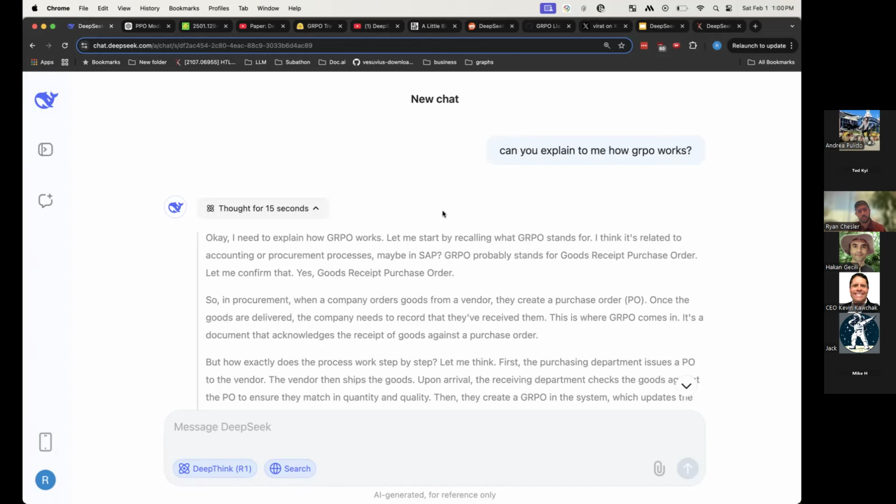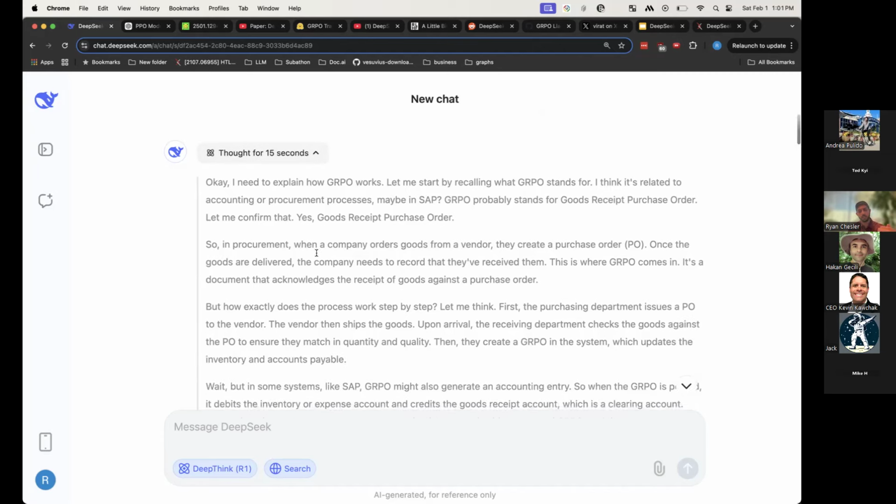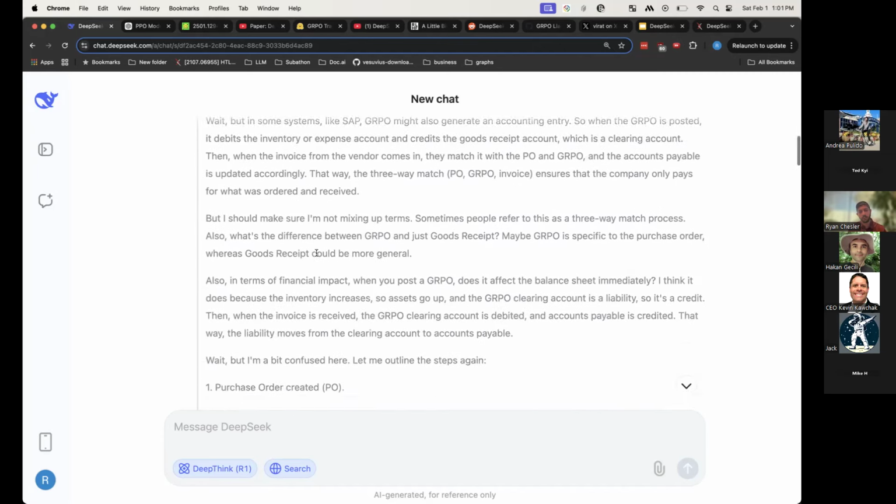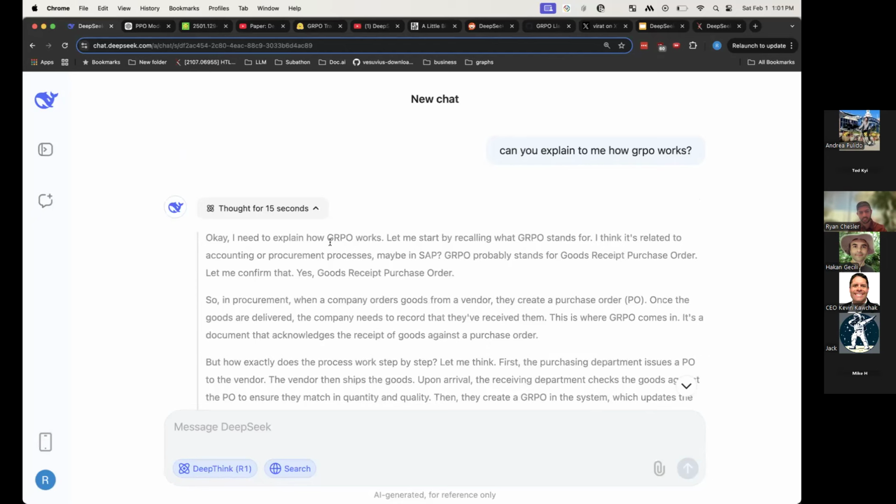To show what it can do, I asked it this question: can you explain to me GRPO, which is one of the techniques within this model? It's kind of funny because it shows me its thought process. All of this is its own internal thought. And it's funny because it gets this completely wrong. It doesn't know about itself yet. It thinks GRPO stands for some other concept entirely in procurement instead of machine learning.